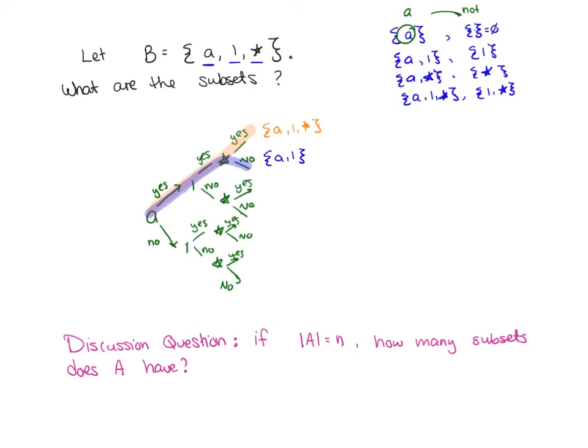Then maybe we go down one more. We'll do this path next. So we said yes for A, we said no for 1, and then we said yes for star. So I can follow each of those paths along, and each of them will lead me to a different subset. So I'm going to go ahead and give you a second to fill those in. You can write out what different subsets you get. I'll do the same so we can compare.